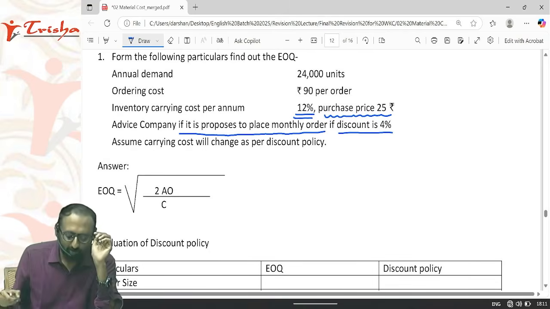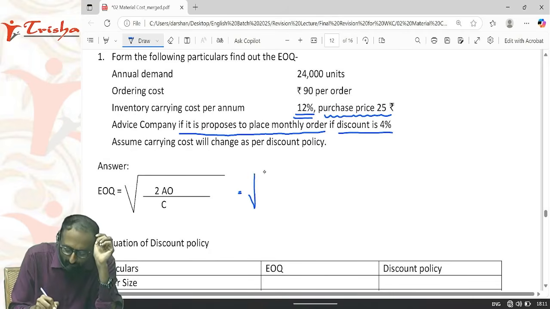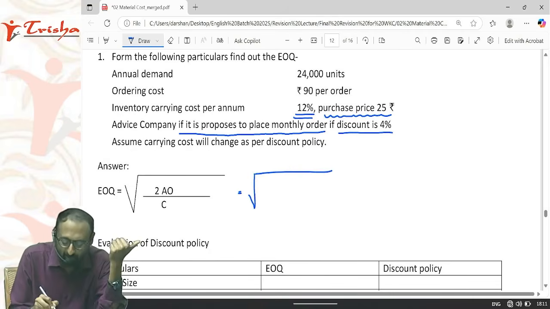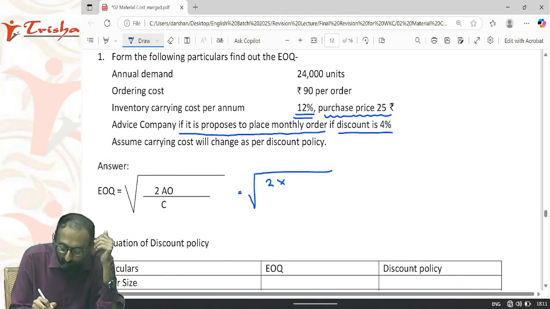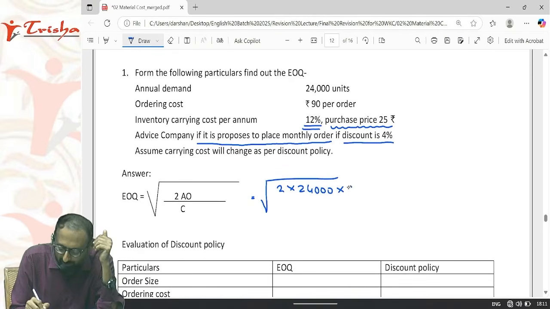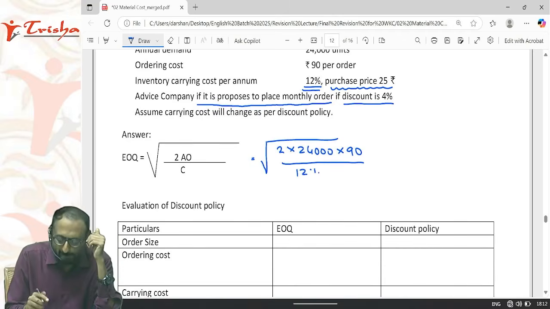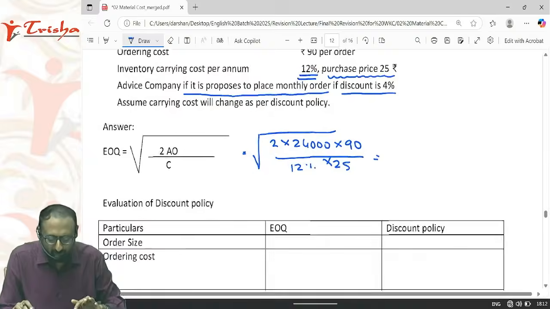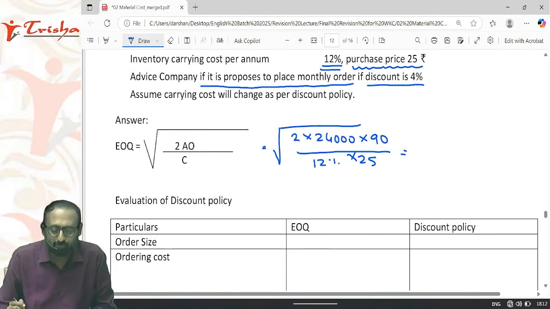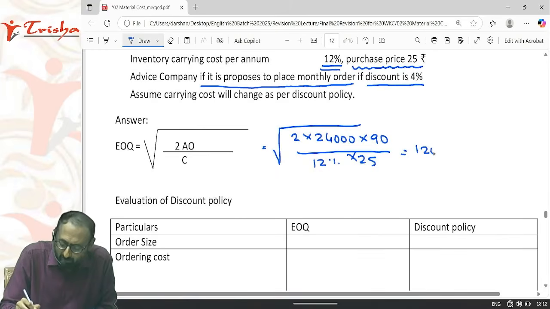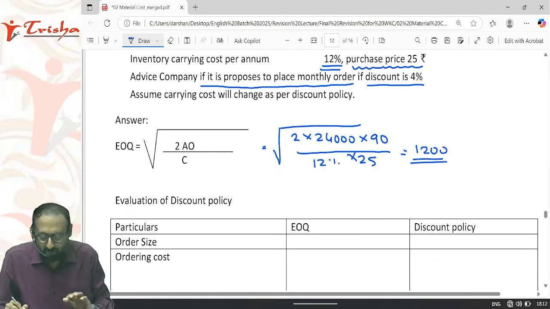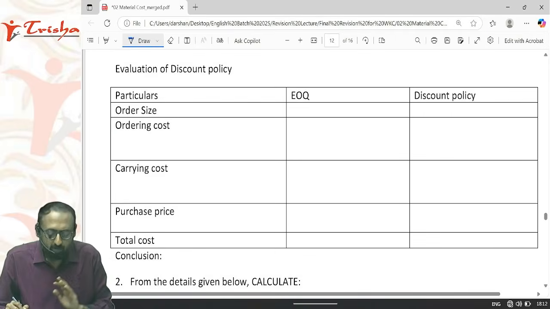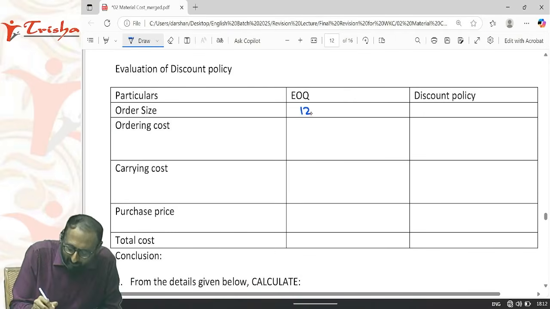Okay. Let's calculate economic order quantity. The formula you know: EOQ is under root of 2 into AO divided by C. 2 into 24,000. How much is the ordering cost given in the question? 90 rupees. How much is the carrying cost given in the question? 12%. 12% is applicable on what? Purchase price. How much is the purchase price? Is it 25? So please calculate and tell me how much will be the economic order quantity in this question. 1000? Are you sure? 1200? Next. Under EOQ, order size is 1200, correct?